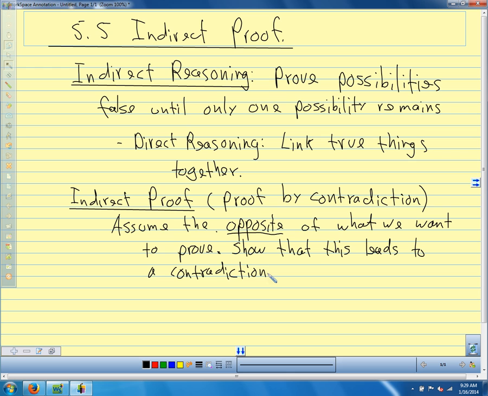Now, what do we mean by a contradiction? What's a contradiction? Something that doesn't make sense put together. It's impossible for them to happen together. So a contradiction is something that is impossible, essentially. A contradiction means something that's impossible based on what we know. So in parentheses, I'm going to say something impossible.